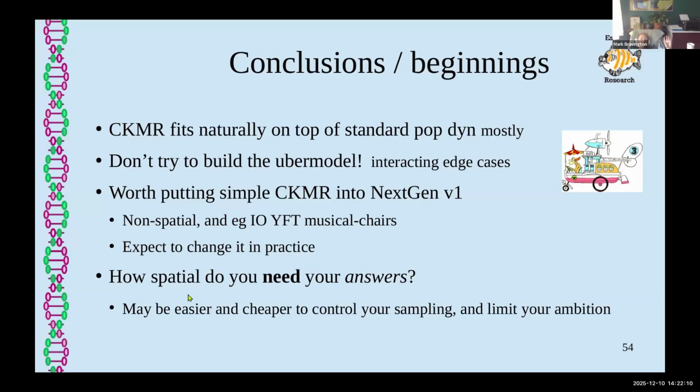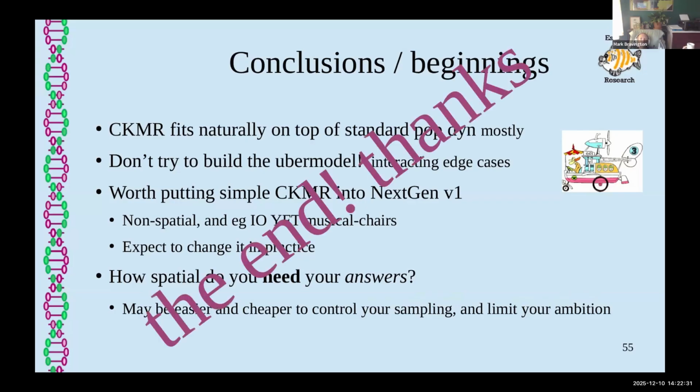Didn't get a very clear answer on that yesterday when I asked after one of the talks. It may often be easier and cheaper to control the way you do your sampling and limit the ambition of questions you try and answer than to try and build the all singing, all dancing model that can cope with every kind of sampling that might be available. And with that, that's it. So thank you.